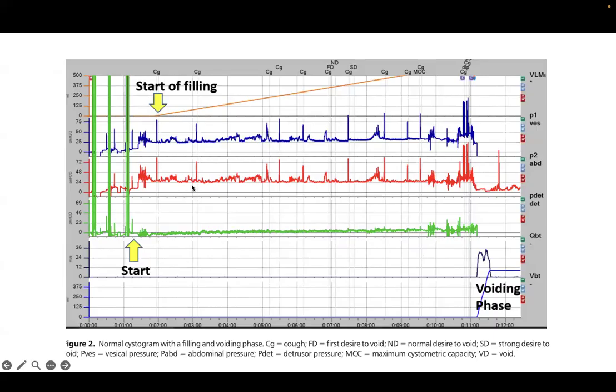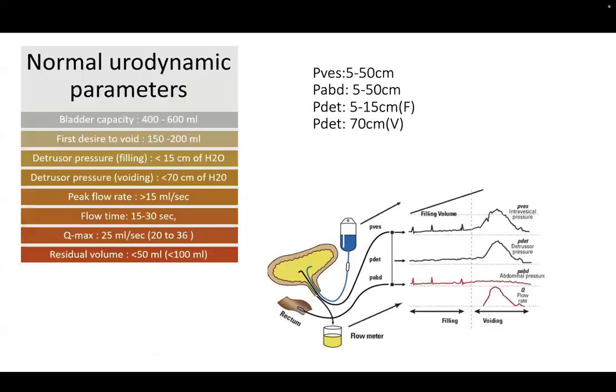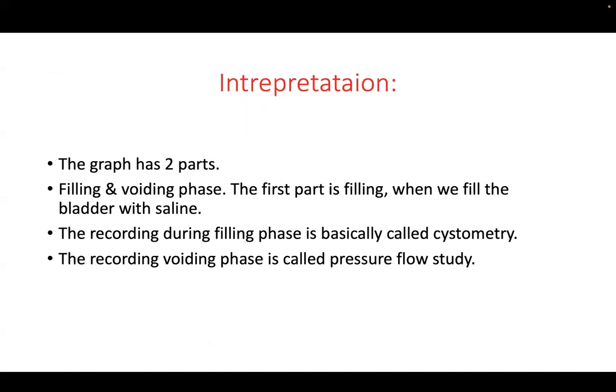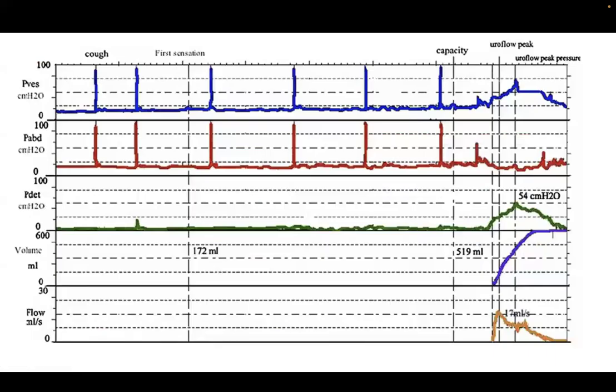In this cystometric graph, whenever we interpret any graph, first we will look at where it is. The graph has two parts: one is filling and another is voiding. The first part is the filling phase, and this part is the voiding phase.